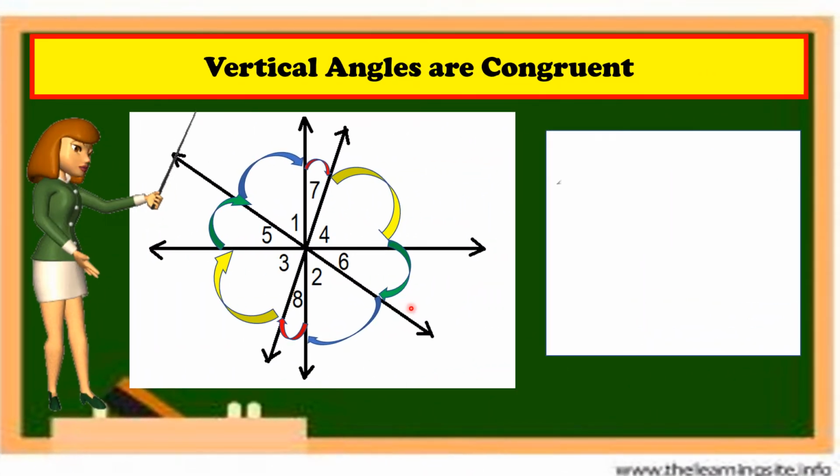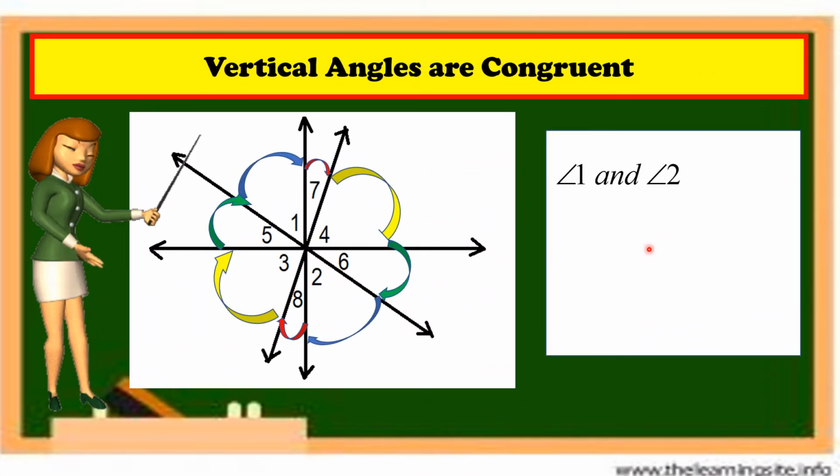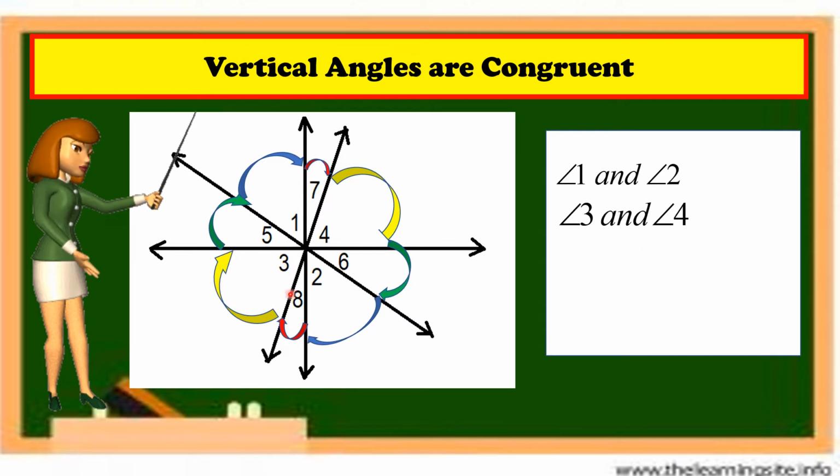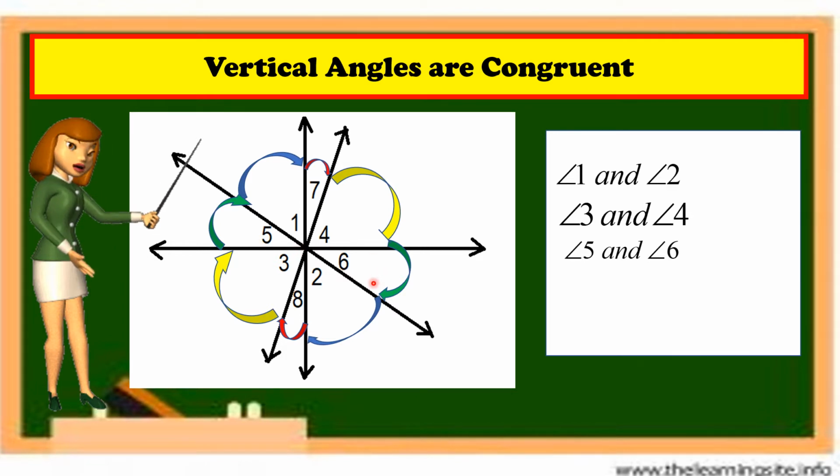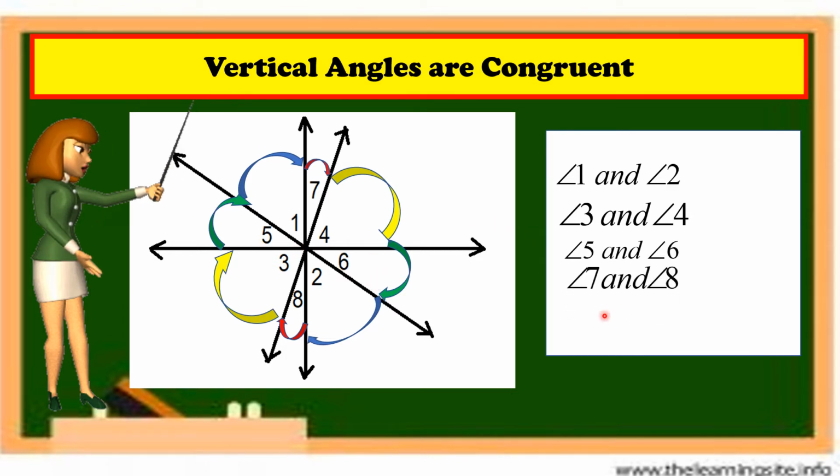Since angle 1 and angle 2 are vertical angles, angle 3 and angle 4 are also vertical. Angle 5 and angle 6 are vertical. Then we have angle 7 and angle 8 are also vertical. So, what can you say about vertical angles? Vertical angles are congruent. Therefore, angle 1 is congruent to angle 2.